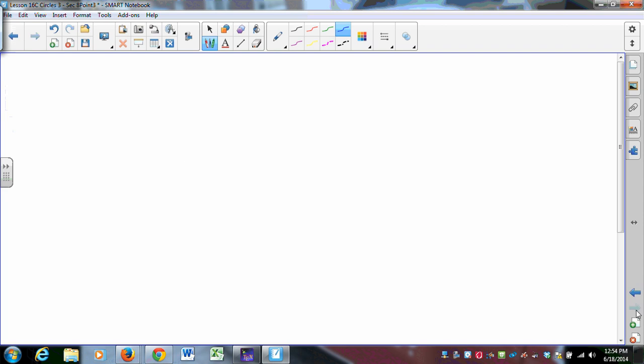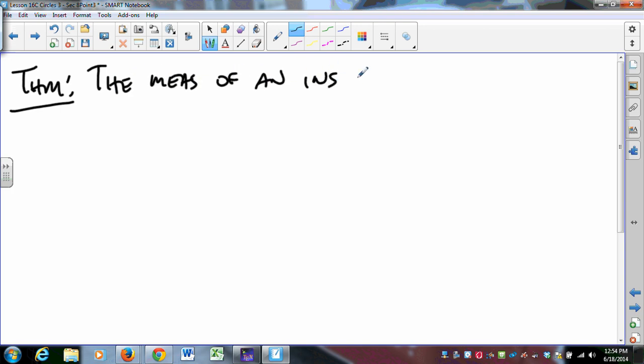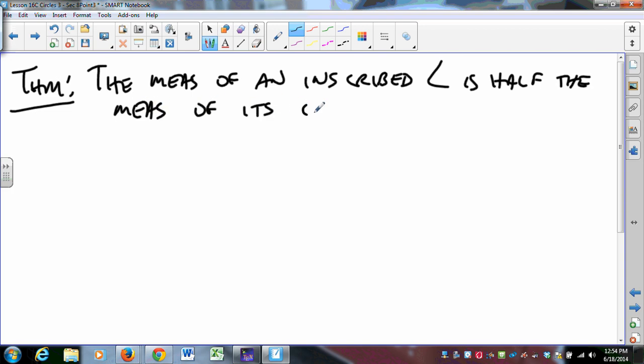So there are three cases to consider. I'd like to consider all of them. The measure of an inscribed angle is half the measure of its corresponding central angle. I will sketch this in a very basic way.